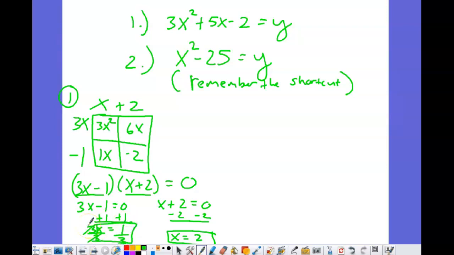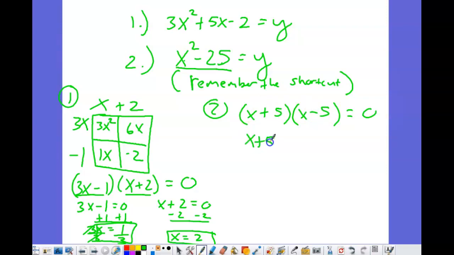For number 2, you probably could do the box method, but it would be confusing. We learned a shortcut for this. This is the difference of squares. And for that one, you just take the square root of the first, which is x, and then you take the square root of the second number, which is 5. You make one a plus, you make one a minus, and you're done.